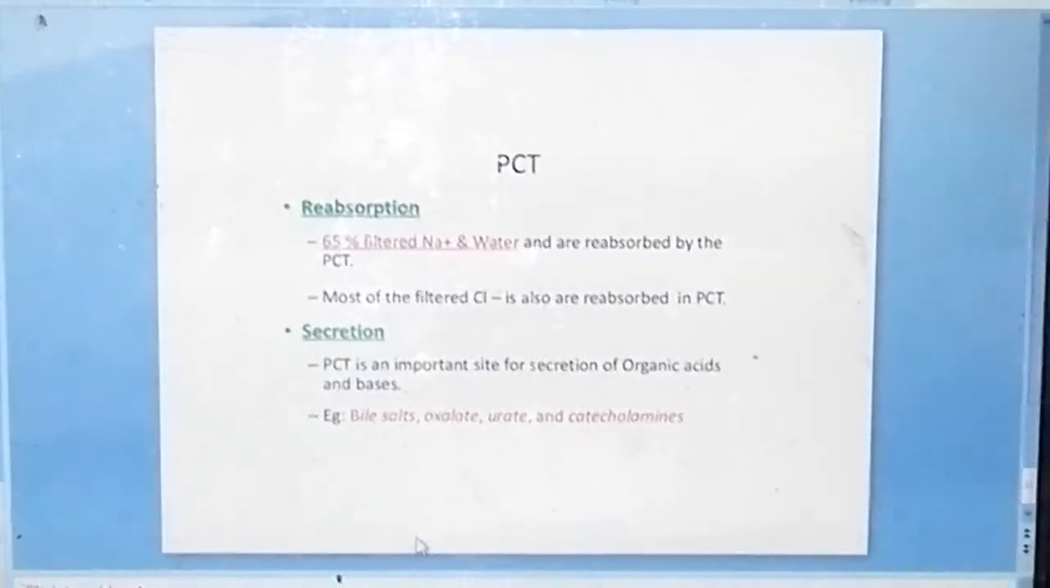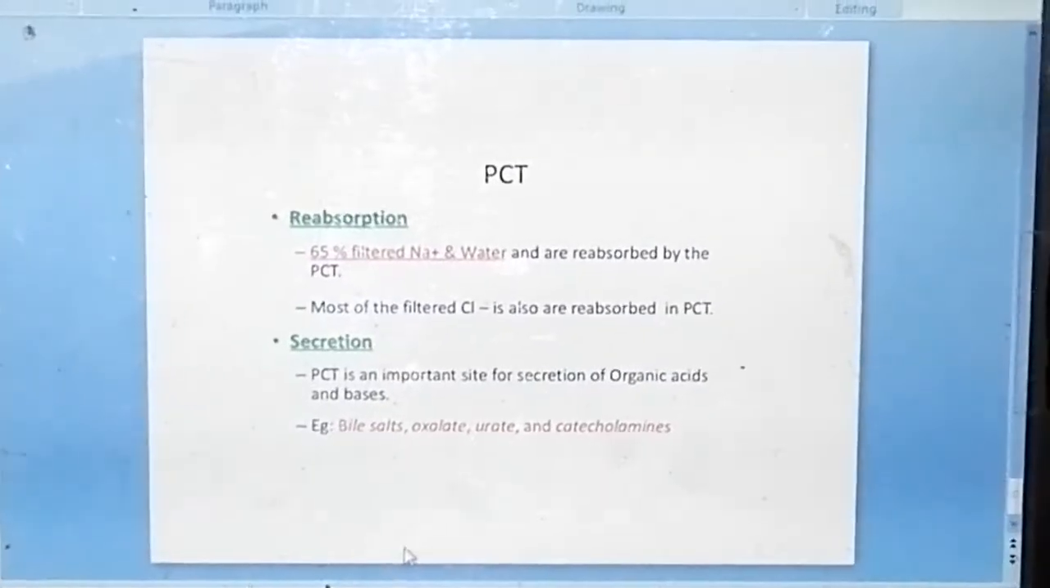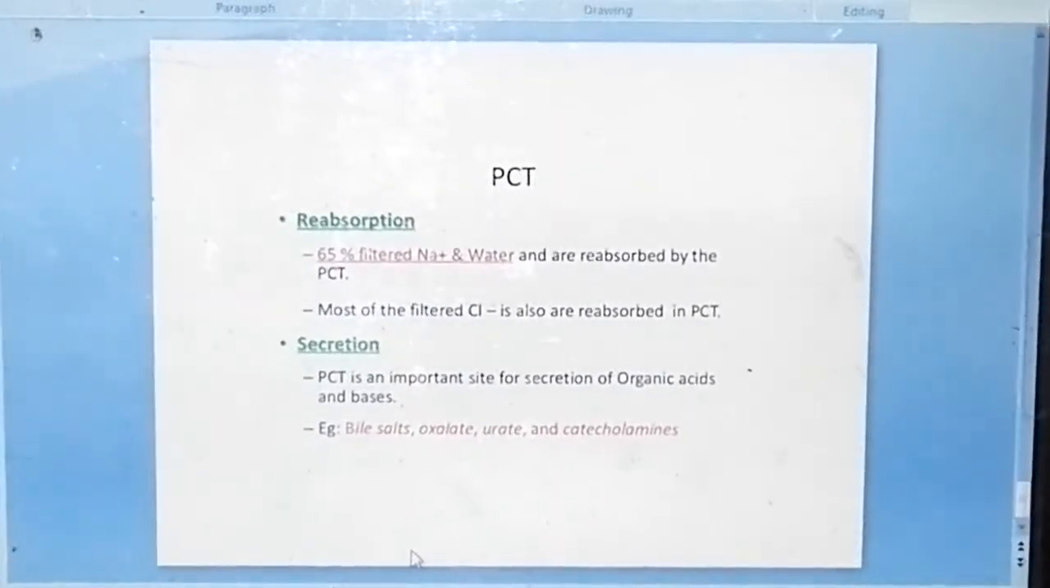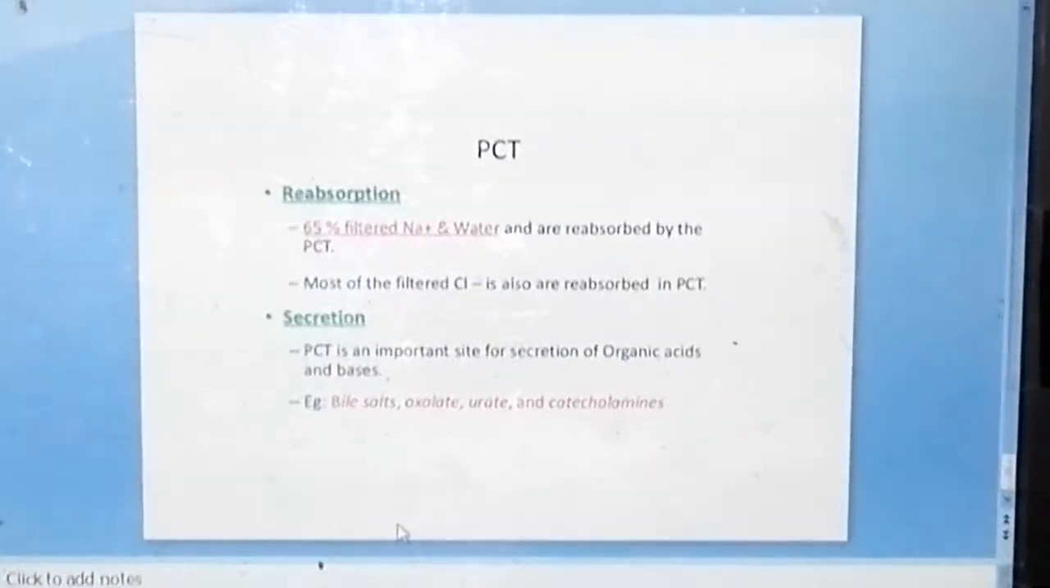So what is the function of ADH in urine formation? And the answer you are going to give in the comment box.